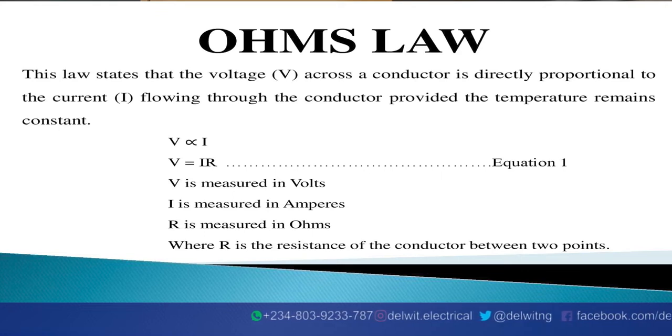That means from the formula, we have V is directly proportional to I. Then V, putting the equality sign, is equal to IR, where R is a constant signifying resistance. So our resistance is measured in ohms, the voltage is measured in volts, V, and the current I is measured in amps.